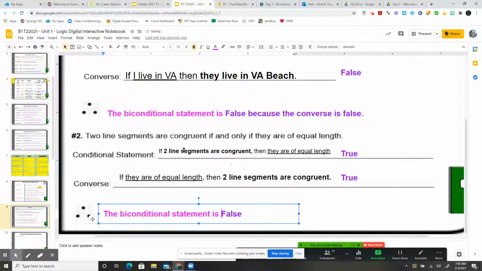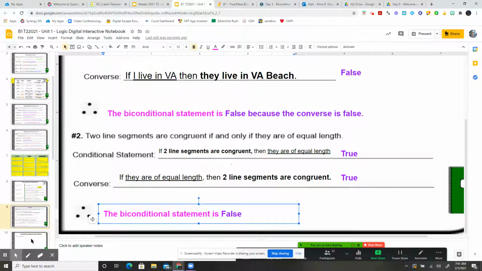And remember, when you're writing the biconditionals, and you're going to have to do that today, the if comes off the beginning and the then comes out of the middle, and we put in if and only if. That if and only if phrase is what determines whether it's a biconditional or not.